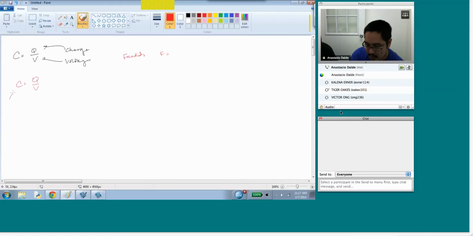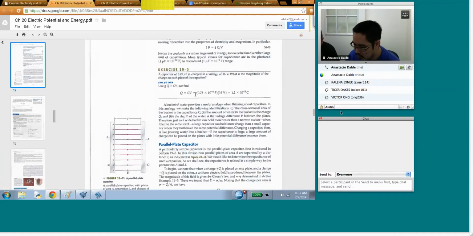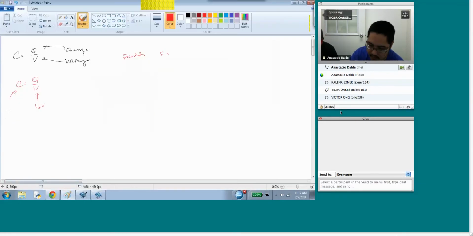They told us the capacitance. I forgot what it was. They told us the voltage, which was 16 volts. The capacitance was what, 1.2 or something like that? It was 0.75 microfarads.